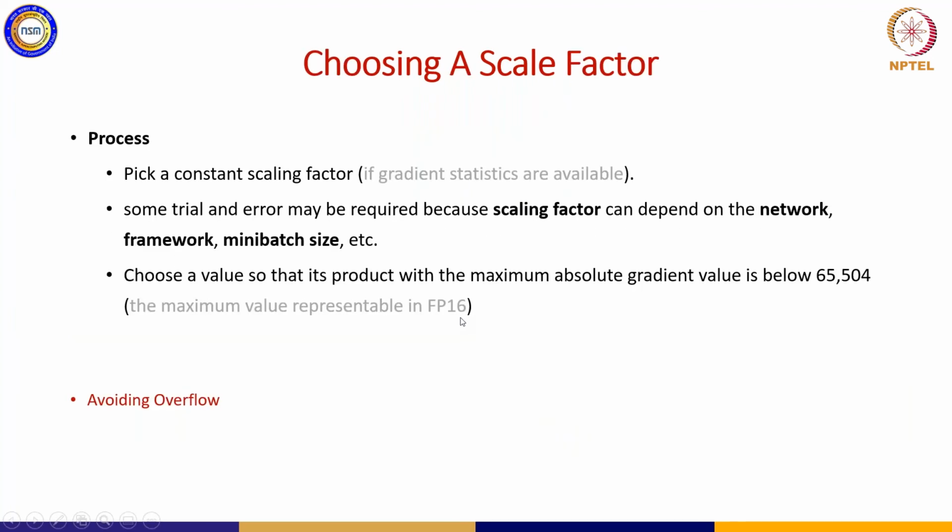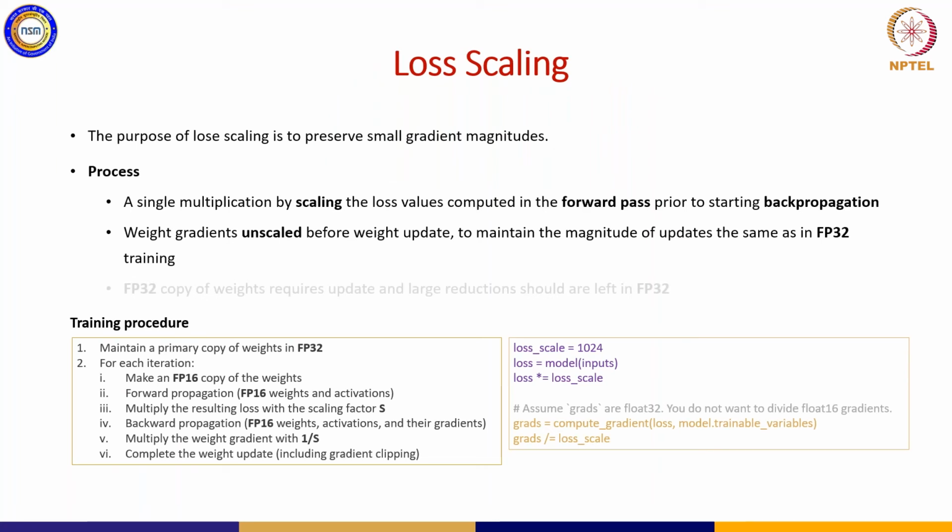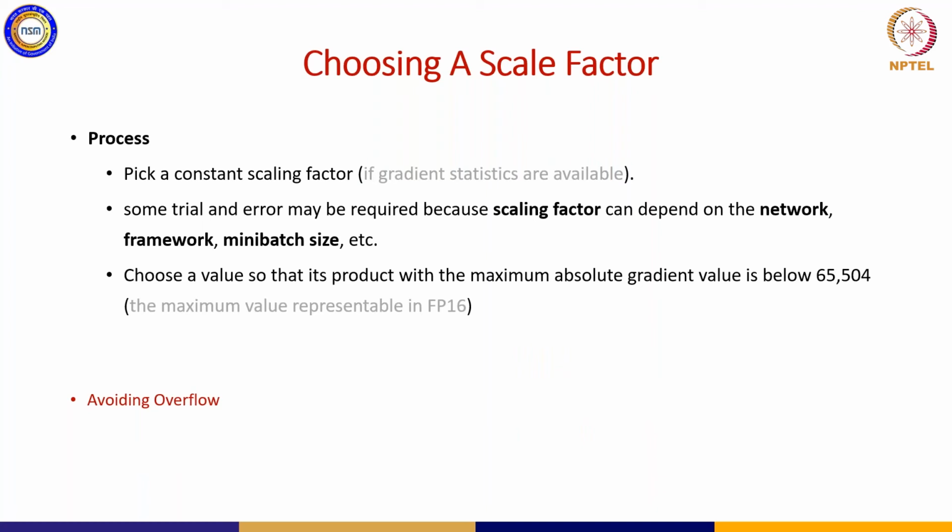So here, how do we pick a scaling factor? Do we just pick 1024, or 1, or 2? How do you know how to pick that? There's a process for that. The first is that you can pick a constant scaling value, and that can only be done if you have the statistics for your gradient. If you have the statistics for your gradient, that is when that is possible.